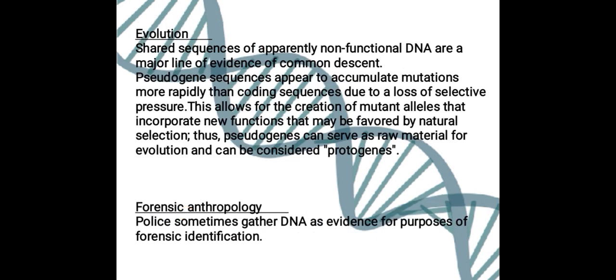Evolution. Shared sequences of apparently non-functional DNA are a major line of evidence of common descent. Pseudogene sequences appear to accumulate mutations more rapidly than coding sequence due to loss of selective pressure. This allows for the creation of mutant alleles that incorporate new functions that may be favored by natural selection. Thus, pseudogenes can serve as raw material for evolution and can be considered protogenes.